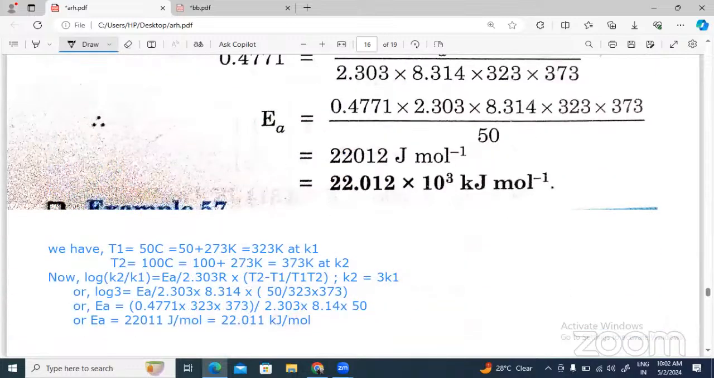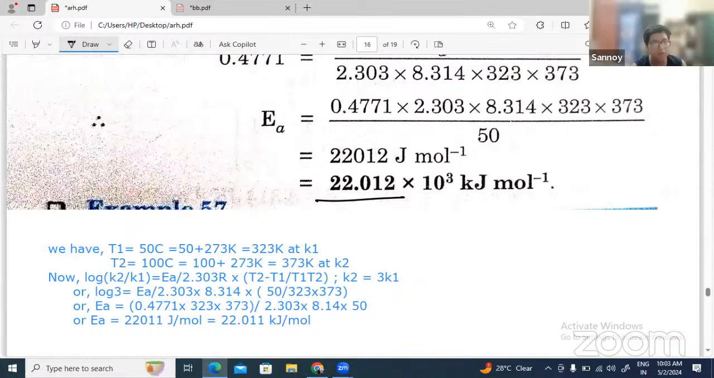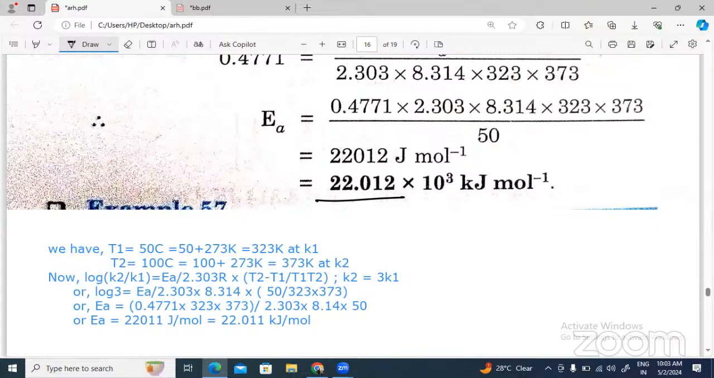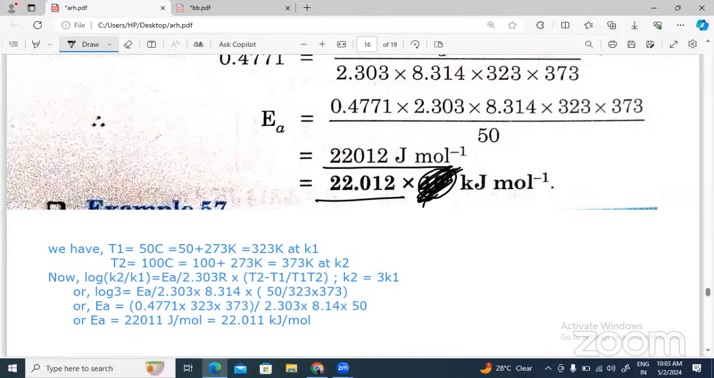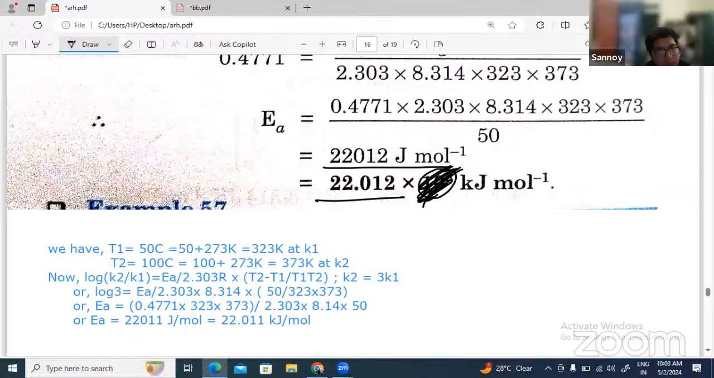Now what we are doing, we are checking the answer whether it is correct or not. So it is absolutely correct. 22.012. 22.011. Okay, same only. Why are they using this one? Joule per mole is there, no? Sir, I think this will not be there. That is Joule wrongly there. It means we have to multiply by 10 power minus 3 to get kilojoule per mole.